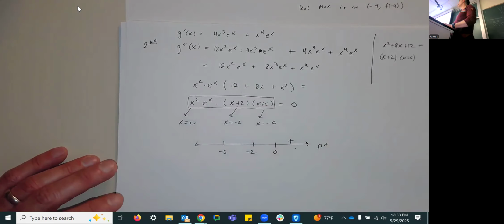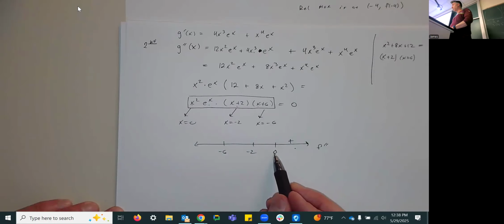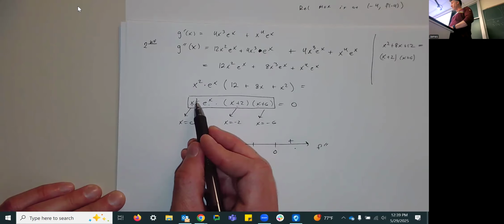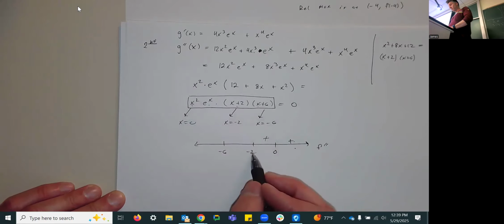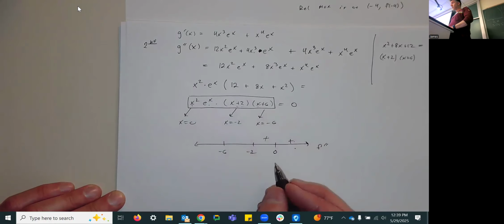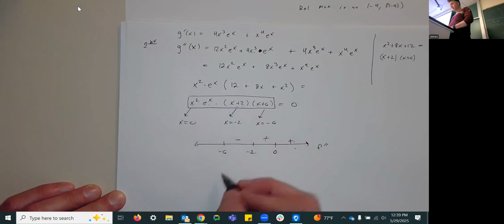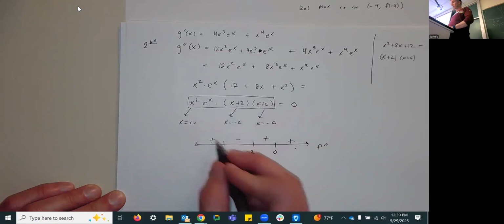And then, instead of continuing to check points, we can do the other thing where we look at the powers of the factor that the 0 came from. So this 0, or critical point, came from x to the second. Having an even power there means the sign is going to stay the same. This -2 came from x plus 2 to the first. The odd power there means the sign is going to change. Similarly, the -6 came from the x plus 6 to the first. The sign is going to change because of the odd power.